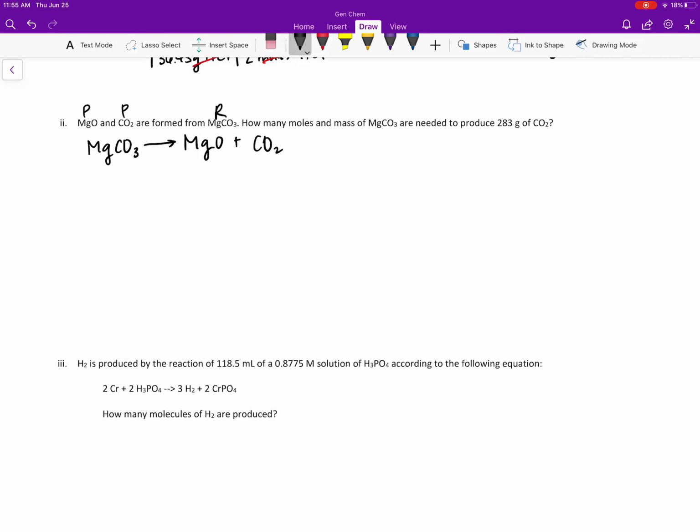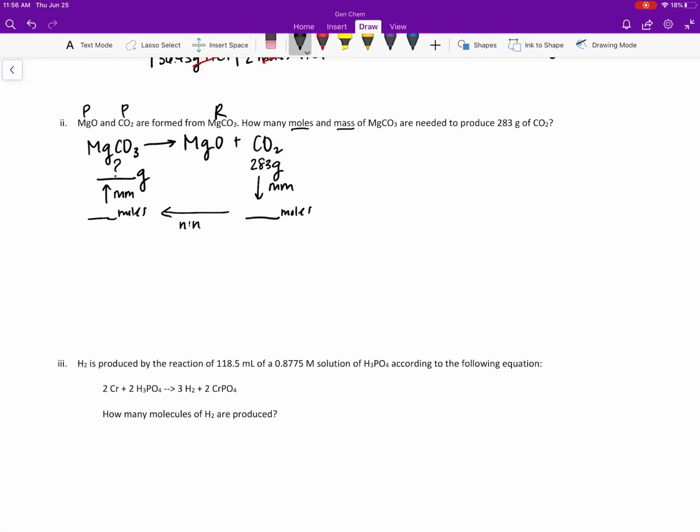It's a decomposition reaction. I'm asked how many moles and mass of magnesium carbonate are needed to produce 283 grams of carbon dioxide. So I'm going to go to moles of carbon dioxide, and I'm going to go across to magnesium carbonate, and then up to mass of magnesium carbonate. I'm going to use the molar mass, the mole to mole ratio, and the molar mass.